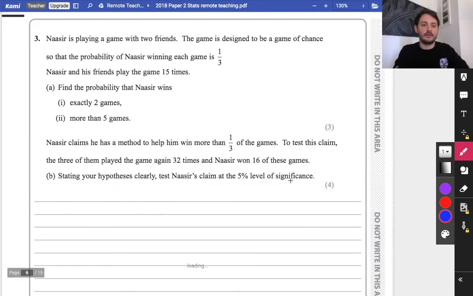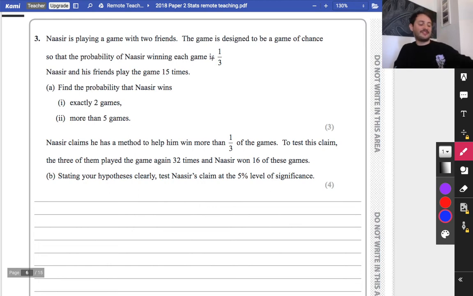Okay, question 3. Nasir is playing a game with 2 friends. The game is designed to be a game of chance so that the probability of Nasir winning each game is 1/3. Nasir and his friends play the game 15 times. Find the probability that Nasir wins exactly 2 games and more than 5 games.